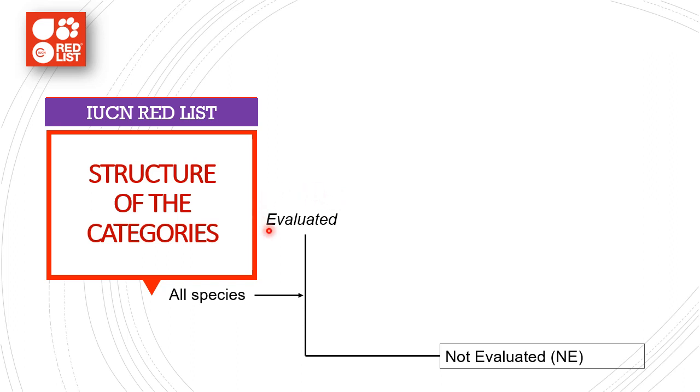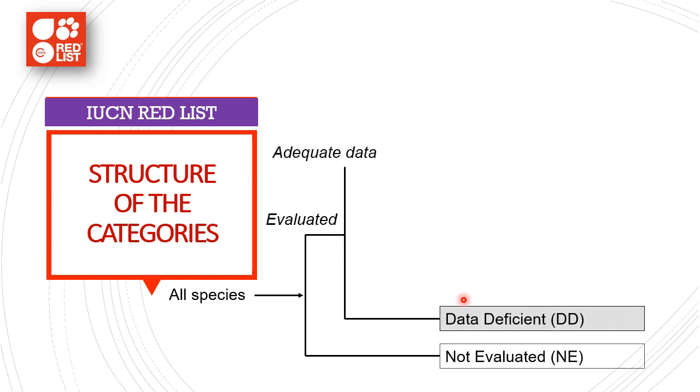Now, once an effort is made to evaluate a species, sometimes it so happens that even though we want to evaluate the species, enough data on it is not present. On the other hand, adequate data may be there. So again, two different options come in. If the data is not there for proper evaluation, the species are called data deficient. And if adequate data is present, then we may be able to evaluate the species according to the criteria laid down by IUCN.